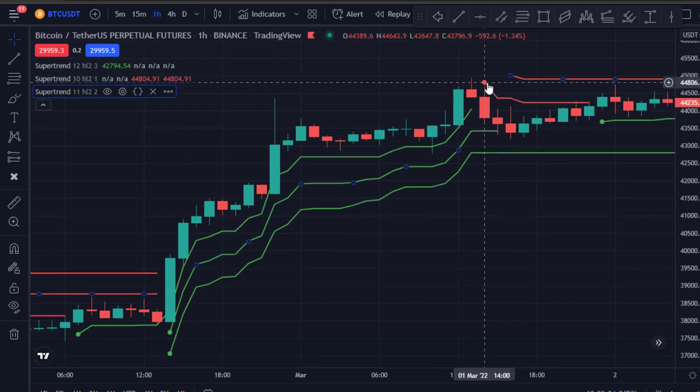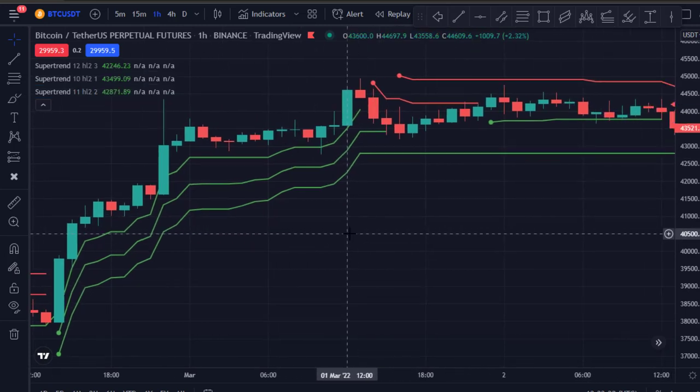Next, you can see that one of the lines switches to a red color, and now that the lines no longer match, this is where you want to close your buy position.